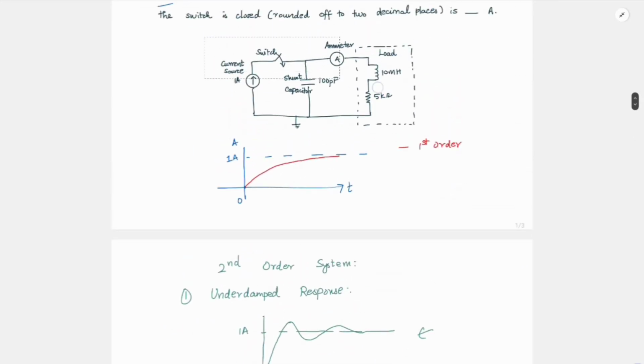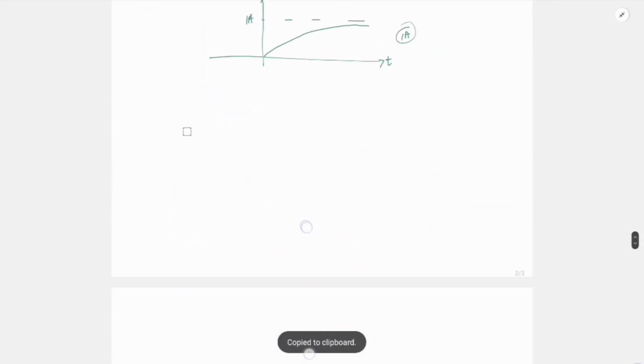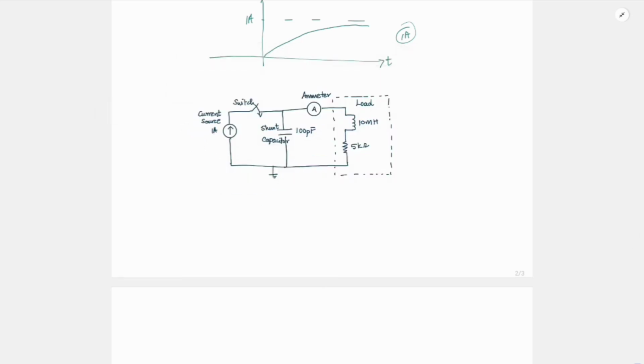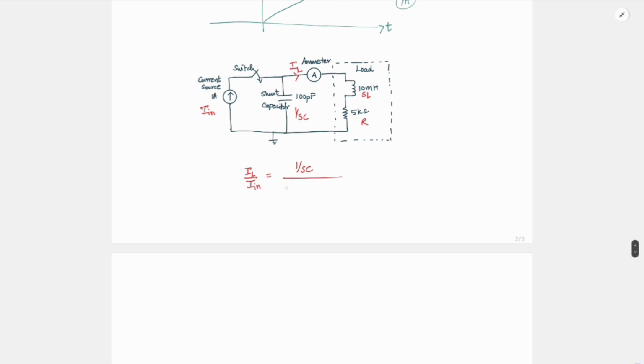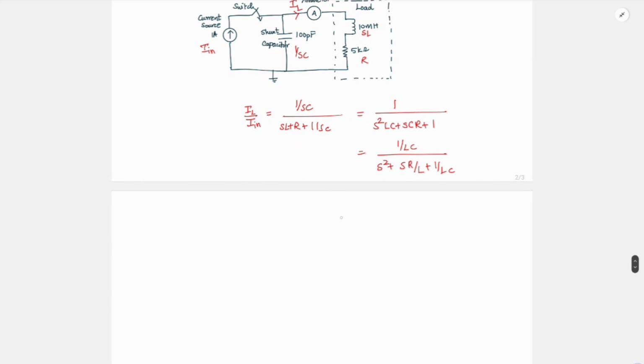So now let us actually calculate what type of a system this is. Basically, I want to find this current IL by IN. So IL by IN is nothing but the impedance in this divided by the total impedance. So 1 over SC, I'll call it as 1 over SC, SL and R to start with. And I have SL plus R plus 1 over SC. So this is nothing but 1 by S square LC plus SCR plus 1. And I can write it as 1 by LC by S square plus SR by L plus 1 by LC. So this is of the form of omega n square by S square plus 2 zeta omega n S plus omega n square. This is a second order system, right?